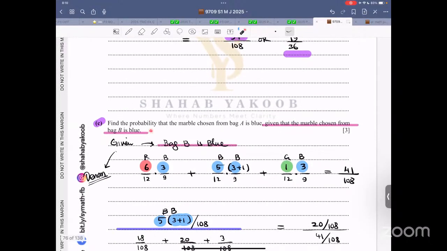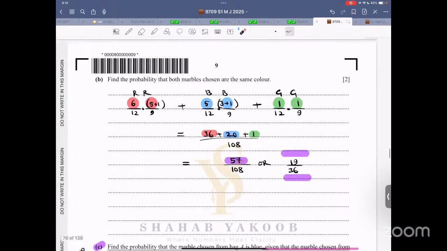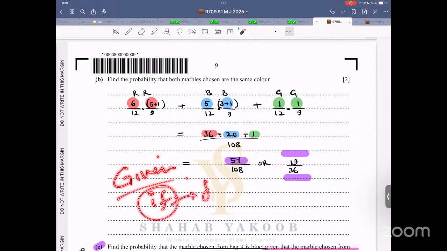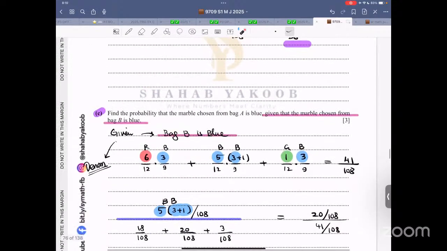Find the probability marble chosen from bag A is blue, given that the marble chosen from bag B is blue. Sometimes they use the previous part for conditional probability. How do we know it's conditional probability? Because the word given is there. The word if can also come if it's talking about future tense. Given is about past. So now, given marble chosen from bag B is blue.